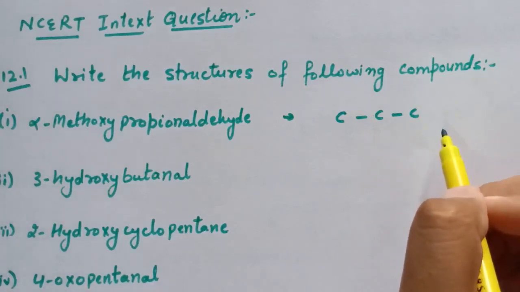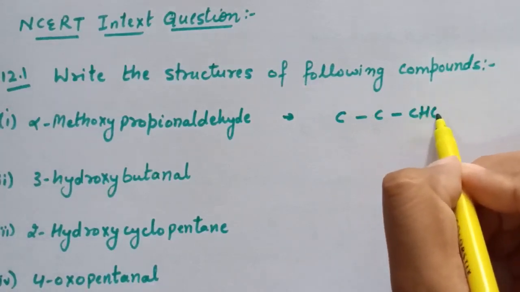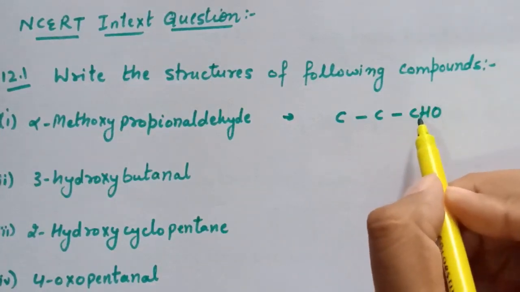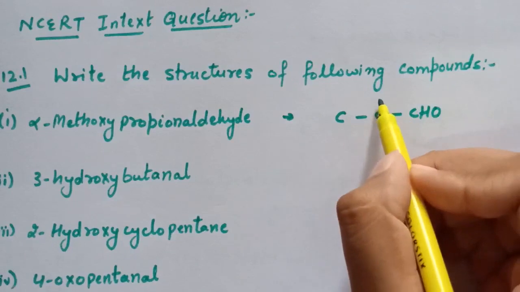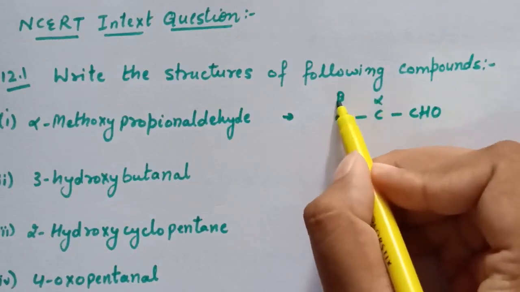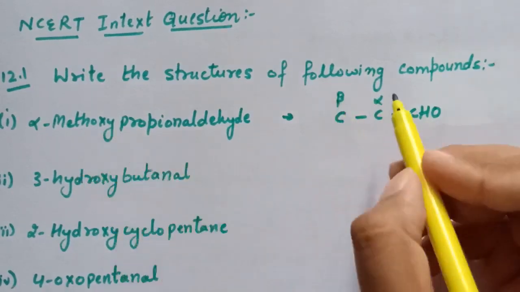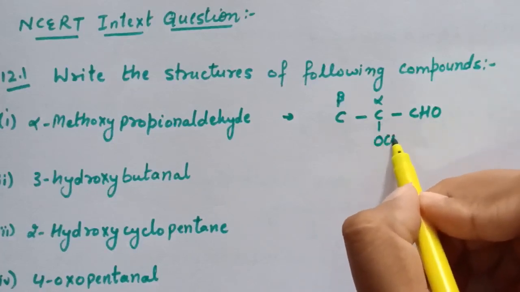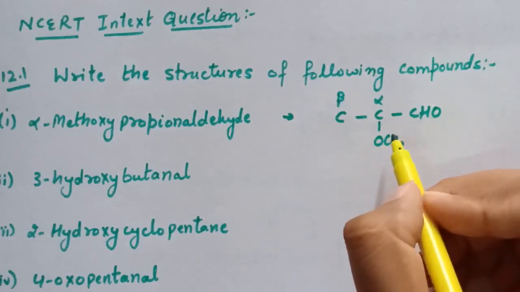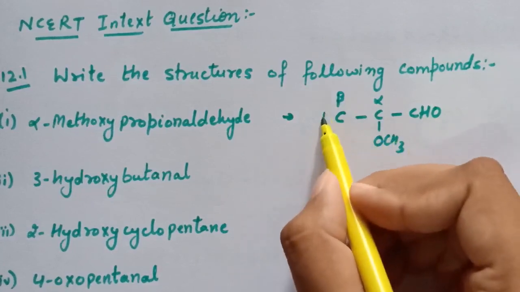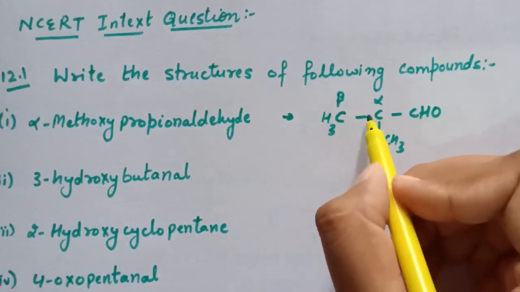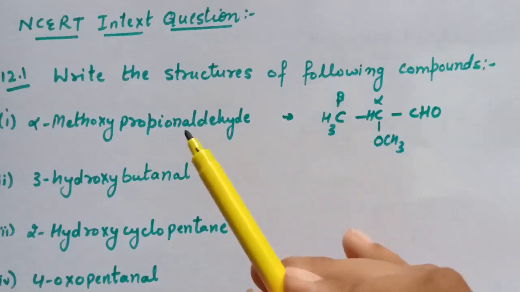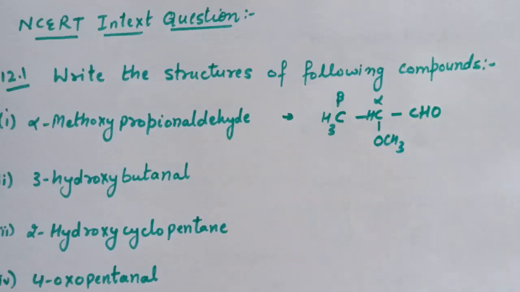Now alpha methoxy, suppose here we place the aldehyde group. Now with respect to the CHO, this position is alpha position and this is beta position. At alpha it has methoxy, that is OCH3. This is known as methoxy. Now complete the valency by hydrogen, that is CH3CH(OCH3)CHO. So this is the structure of alpha methoxy propionaldehyde.